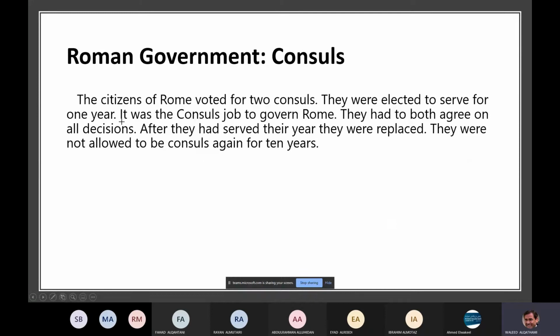The Roman government, consuls. The citizens of Rome voted for two consuls. They were elected to serve for 1 year. They served in the Senate, so they were chairmen of the Senate. It was the consuls' job to govern Rome. They had to both agree on all decisions. After they had served their year, they were replaced. They were not allowed to be consuls again for 10 years.